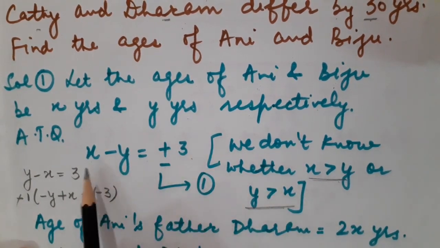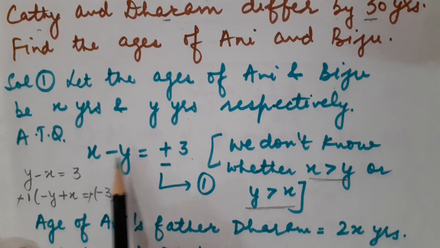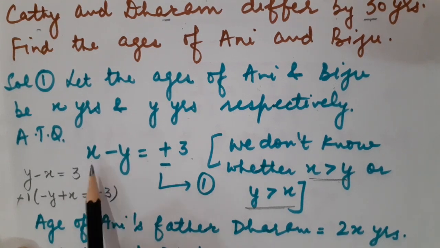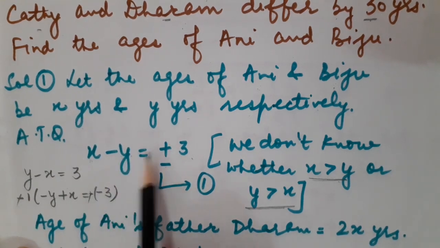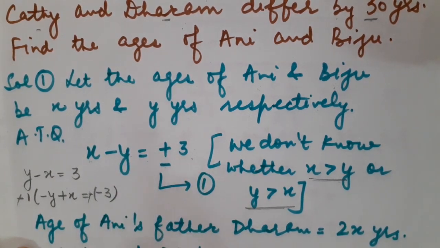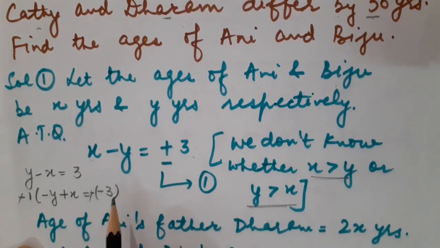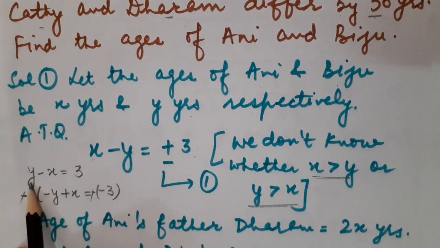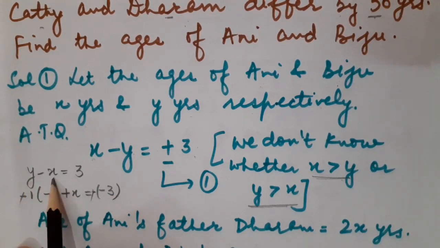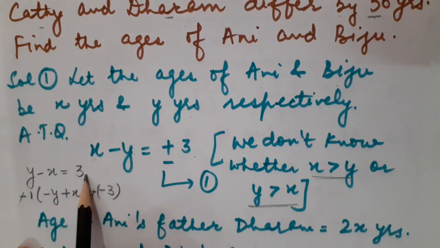Please be alert. For example, if Annie is elder than Biju by 3 years, so definitely because the difference is given, bigger minus smaller will be written, right? So x minus y is equal to 3. This is case 1. Now for case 2, children, please be focused. Suppose the age of Biju, that is y years, is more than the age of Annie, that is x years. So definitely the difference between their ages will be 3, that is y minus x is equal to 3.